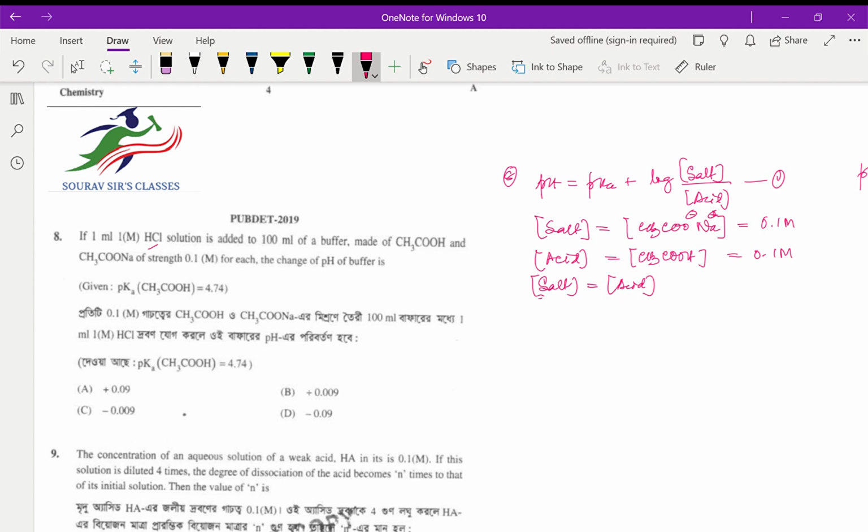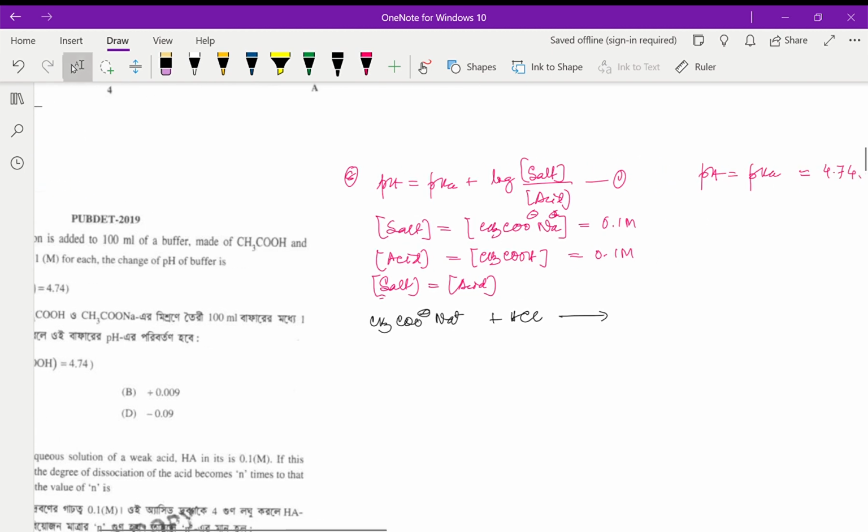So let's understand this particular part. If we add HCl, we basically have CH3COONa, and the HCl will react with that, giving you CH3COOH plus NaCl.